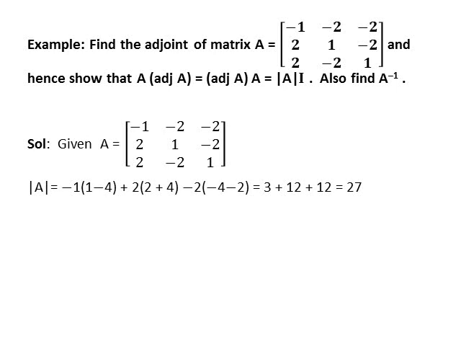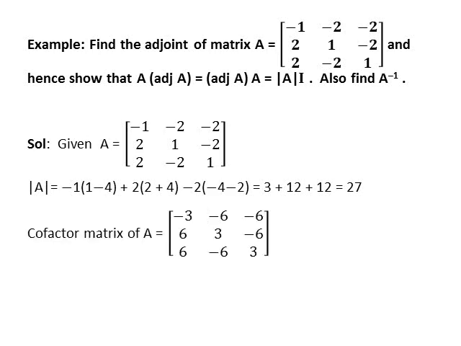In the next step, find cofactors of each element of A. To find the cofactor of any element, first delete that row and column in which the element exists. Then find the determinant of the remaining elements. After that, multiply this determinant by the position sign of the element. We get the cofactor of that element.